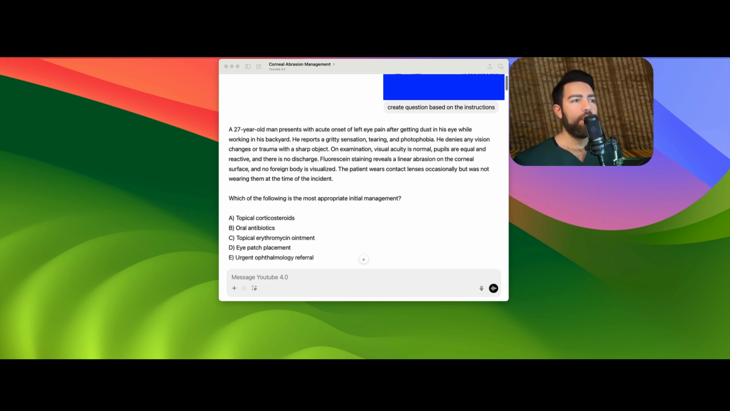On exam, visual acuity is normal, pupils are equal and reactive, and there's no discharge. Fluorescein staining reveals a linear abrasion on the corneal surface and no foreign body is visualized. The patient wears contact lenses occasionally but was not wearing them at the time of this incident. So which of the following is the most appropriate initial management? Go ahead and pause the video right here, pick your answer, and then we're going to go through the options together.